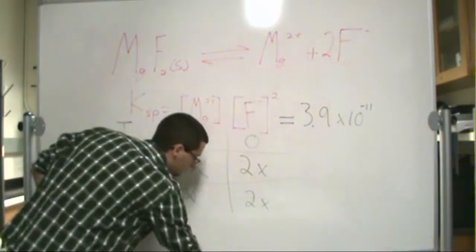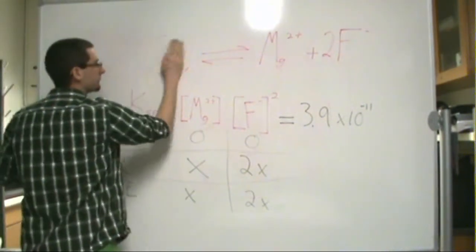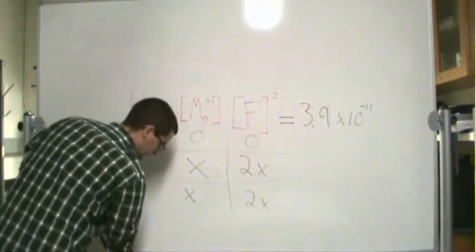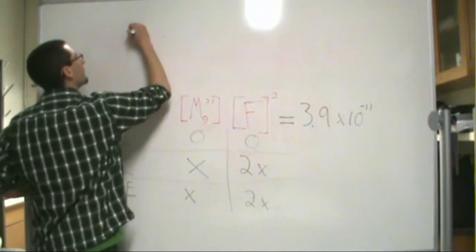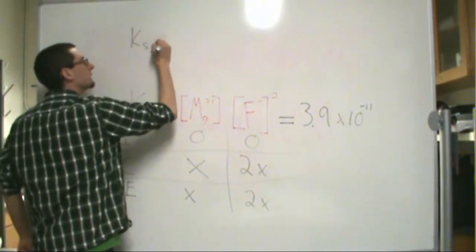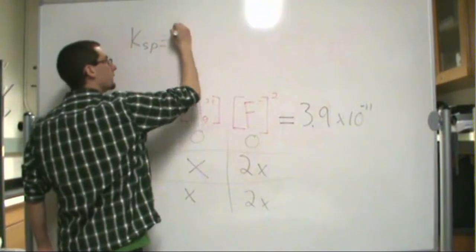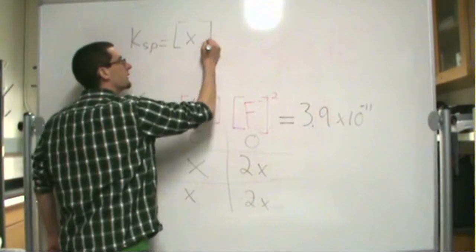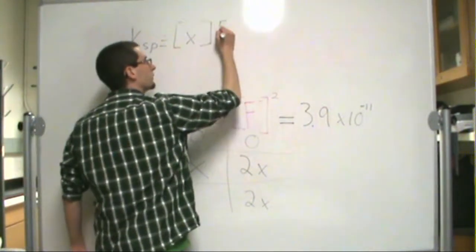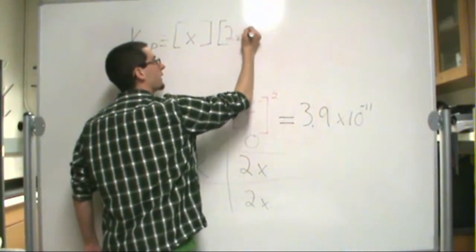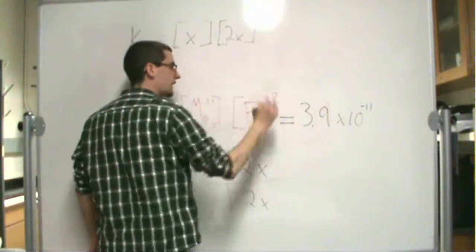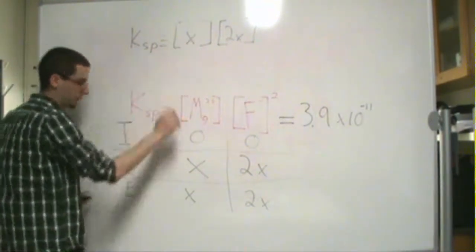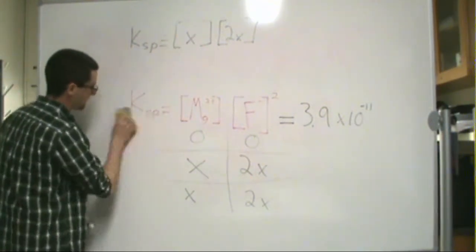So next, we have to plug that into our equilibrium expression, which is this guy that we have right here. So Ksp is equal to our magnesium concentration, which is X, times our fluorine concentration, which is 2X, and that's squared. And that ends up equaling this numerical value. All right, I'm going to erase this part here, and we're going to keep working with this one up top.